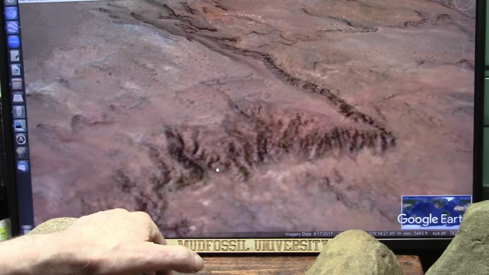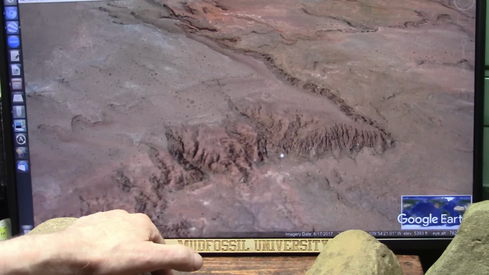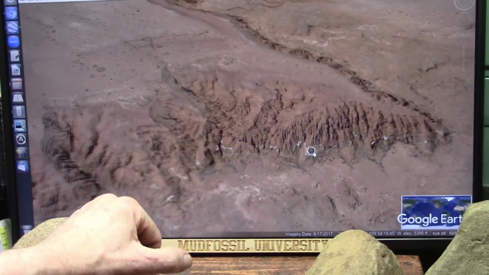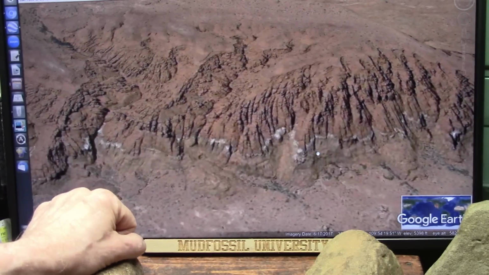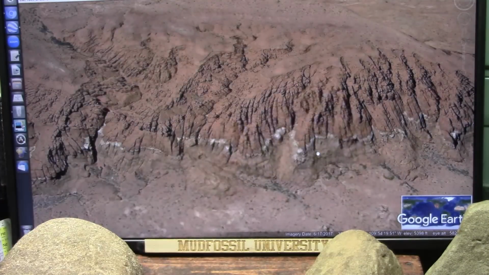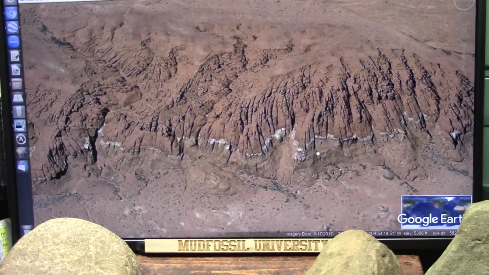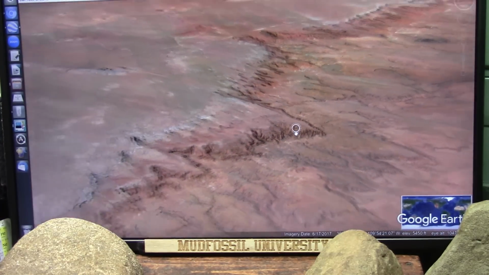Look, let's let it settle in for a second. Why is that pattern like that? That's what I look for, is patterns. And I say, boy, that is interesting. That's just too interesting to be naturally runoff of water. So let's think about this in a mud fossil way.